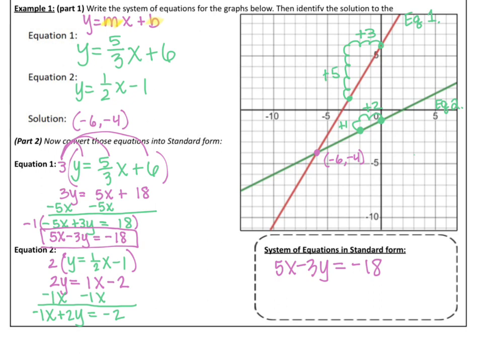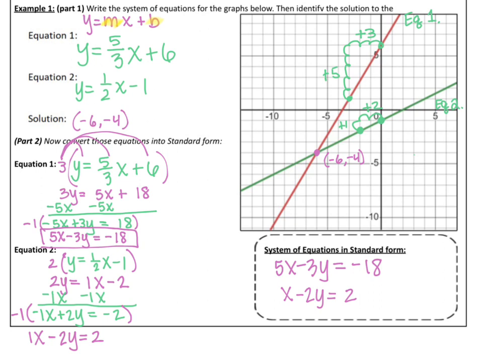Once again, I have a negative a value, that -1x. So I'm going to multiply everything by -1, which is going to leave me with a positive 1x, or we could just write x, minus 2y equals a positive 2. And when I write that in my little box over here, I'm actually just going to leave that as x minus 2y equals 2. So there it is, the system of equations written in standard form.